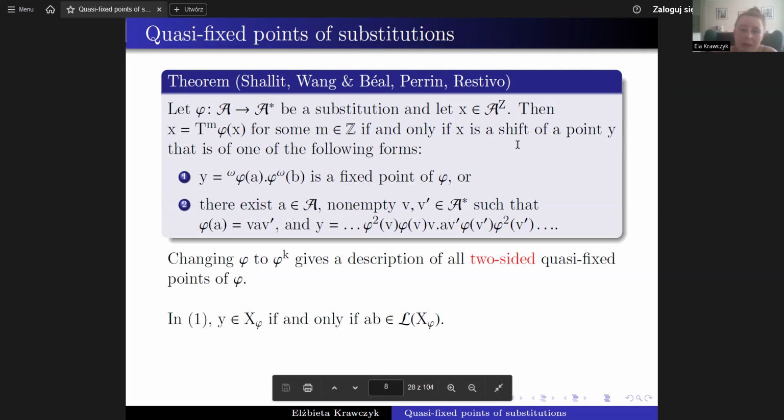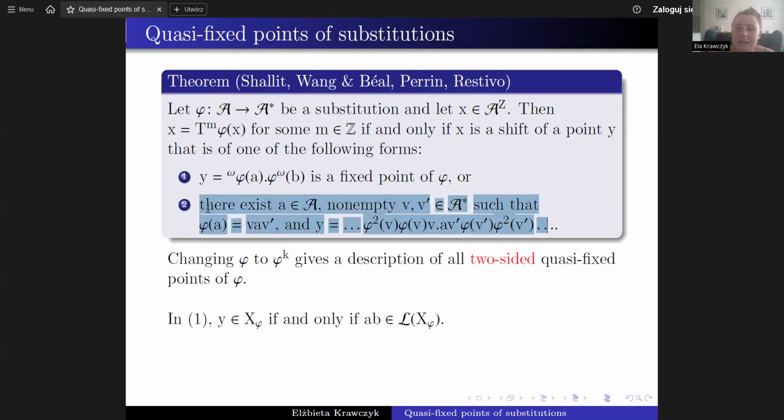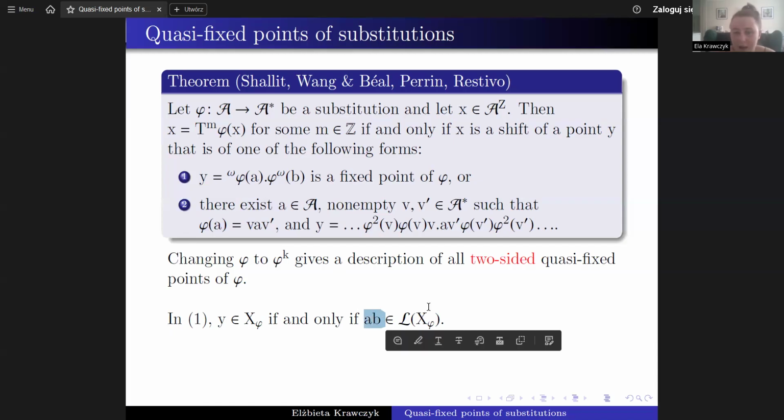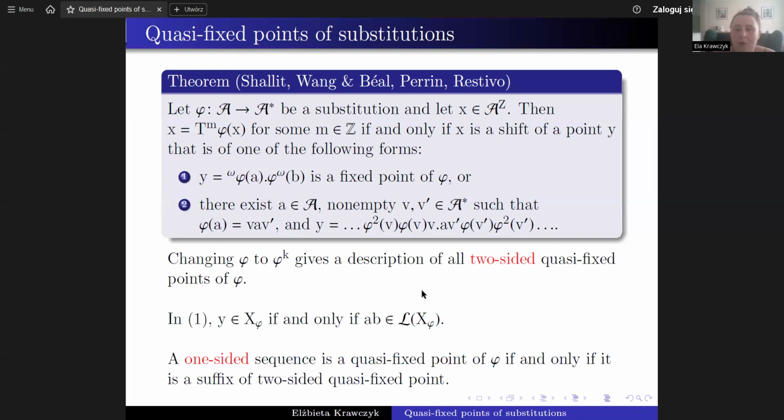In the end, we are going to be interested only in the quasi-fixed points which live in my shift. But here it is easy to see that the quasi-fixed points which appear in point 2 will always be in my shift. And in the first case, my fixed point will be in the shift if and only if the word ab lies in the language. And for one-sided quasi-fixed points, one shows that they are exactly given as infinite suffixes of two-sided quasi-fixed points. So this is a full characterization.